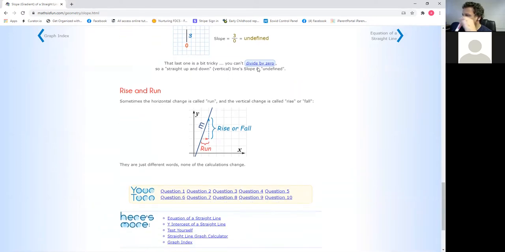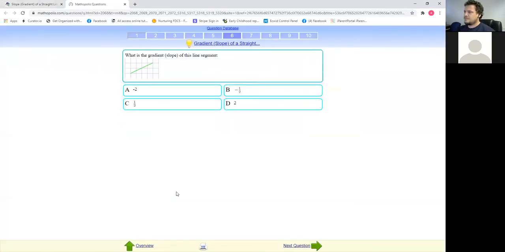So we're going to do some questions to finish off here. You're going to have 1 minute to finish all this. So remember our rise divided by run. What is the gradient or the slope of this line? 1 minute.